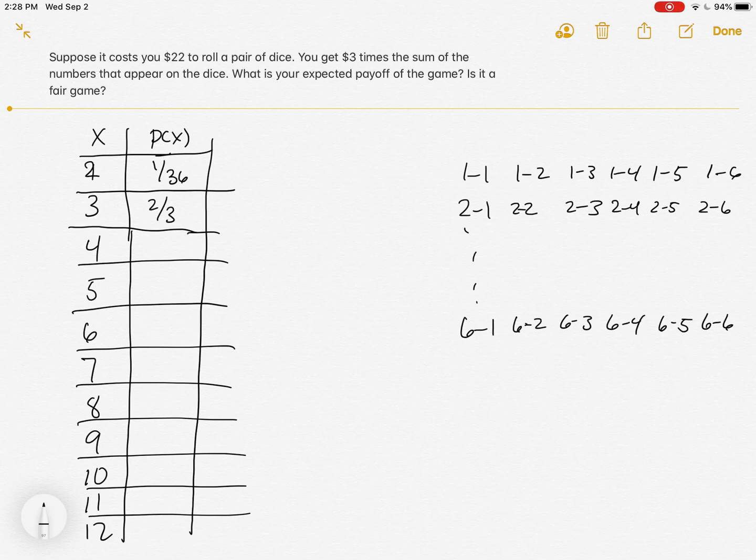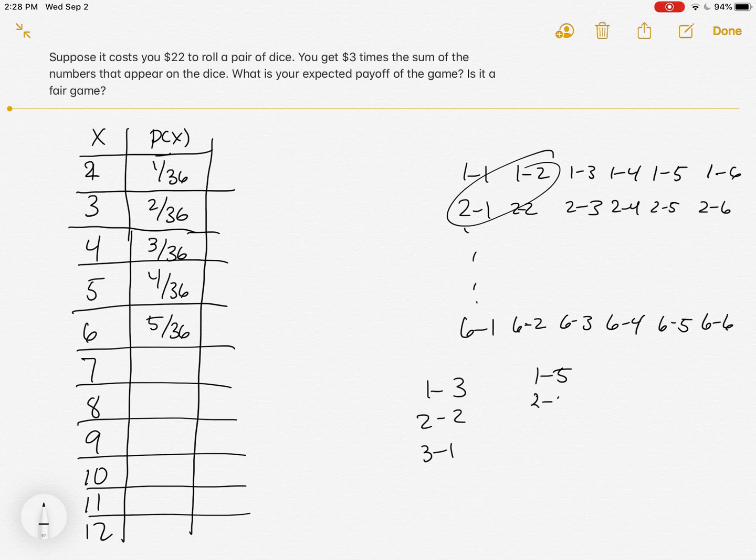Well, there's 2 options out of 36 to get a 3. Here they are. There's 3 options out of 36 to get a 4. What are they? 1,3, 2,2, and 3,1. There's 4 options out of 36 to get a 5, if you count them. 5 options out of 36 to get a 6. What are those 5 options? Just to count that one: 1,5, 2,4, 3,3, 4,2, 5,1. And so 1, 2, 3, 4, 5. And there's 6 options out of 36 to get a 7.